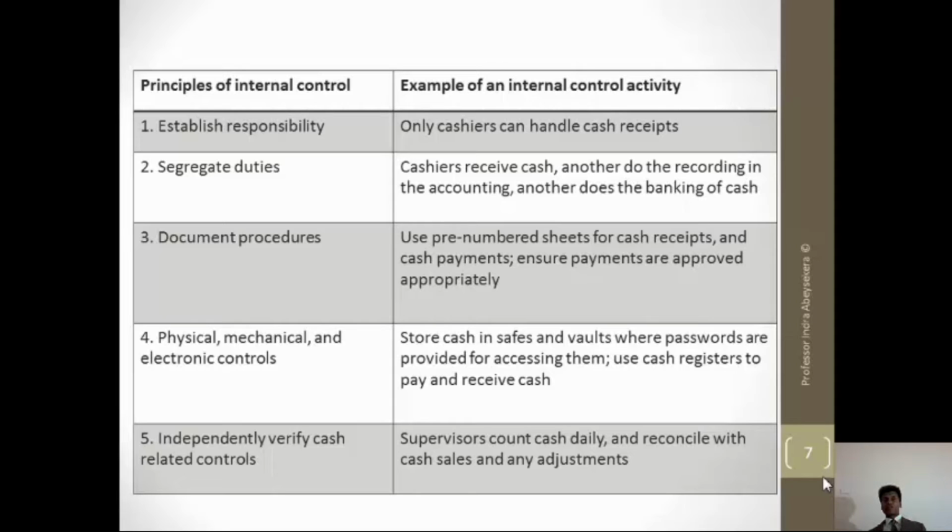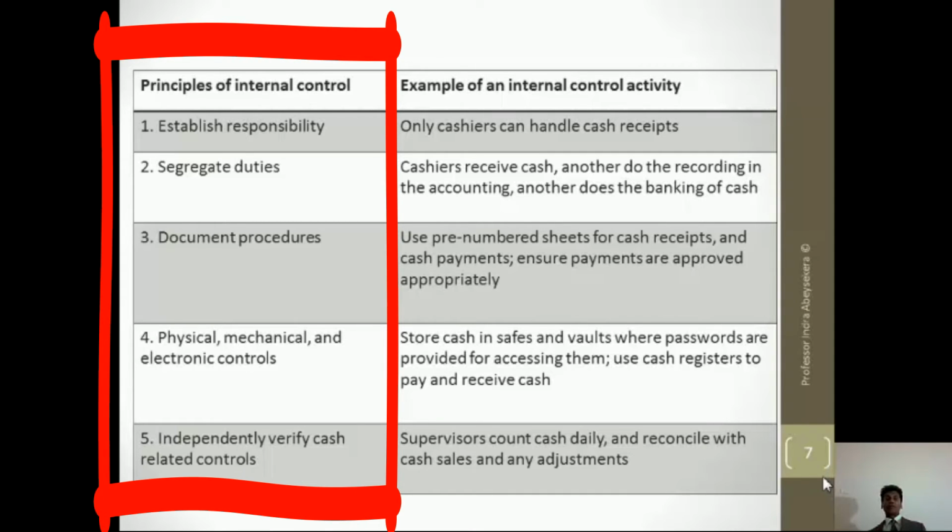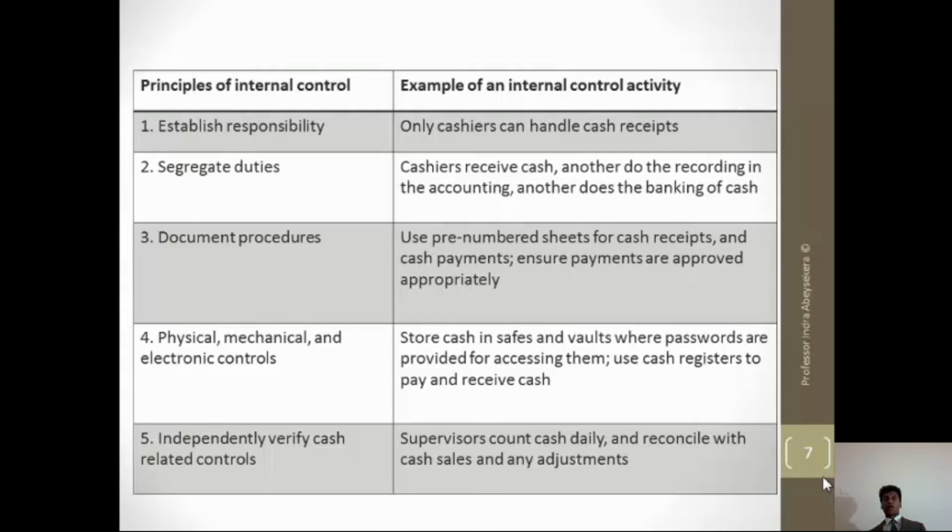These principles, although outlined individually, work in combination, sometimes 2 simultaneously, 3 simultaneously, 4 simultaneously, or all 5 simultaneously. In an organization, all these principles work in a congruent manner so that the assets are safeguarded.